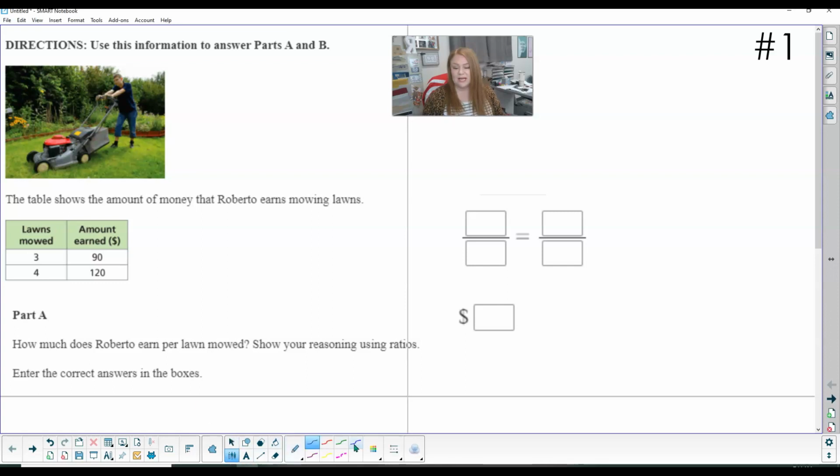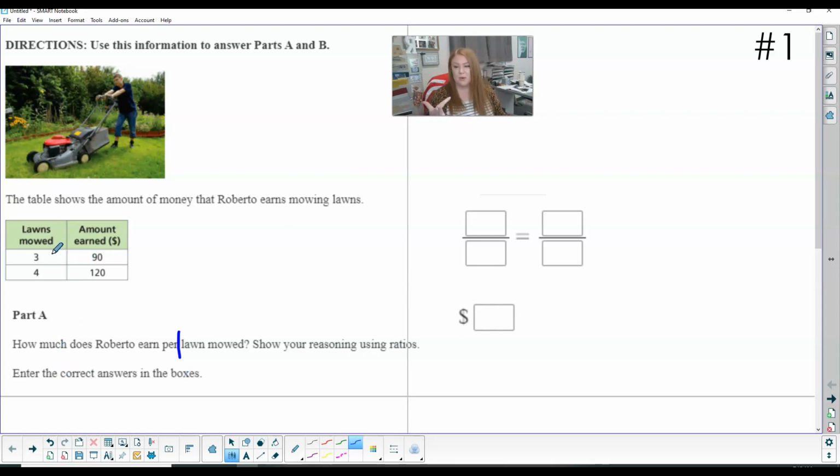So the question asks, how much does Roberto earn per one lawn? So when we hear this word per, it's talking per one lawn mowed. So how much does he earn every time he mows one lawn? And we're going to show our reasoning using these equivalent ratios. So enter our answer in these boxes.